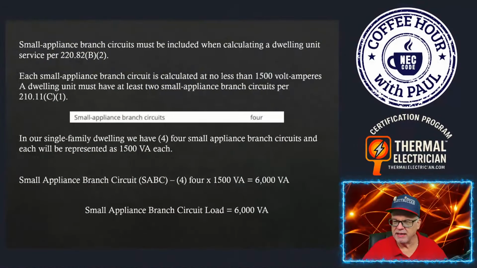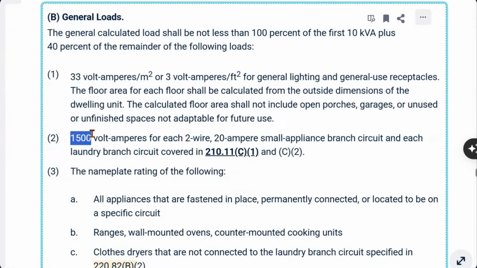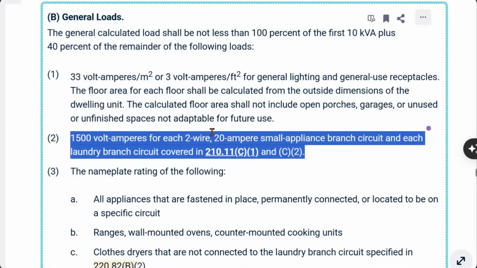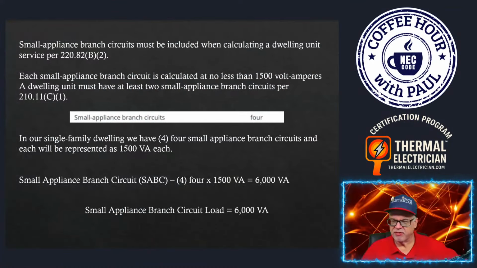Okay. And in the NEC, by the way, here we are right here. That's where we're getting it. And this is also where we're going to get the laundry in a second, under 210.11C3 as well. So that'll just save us a little time because that's where we're going to get that as well. All right, so 4 times 1,500. Again, 1,500 VA for each. That is 6,000. So that's our small appliance branch circuit.